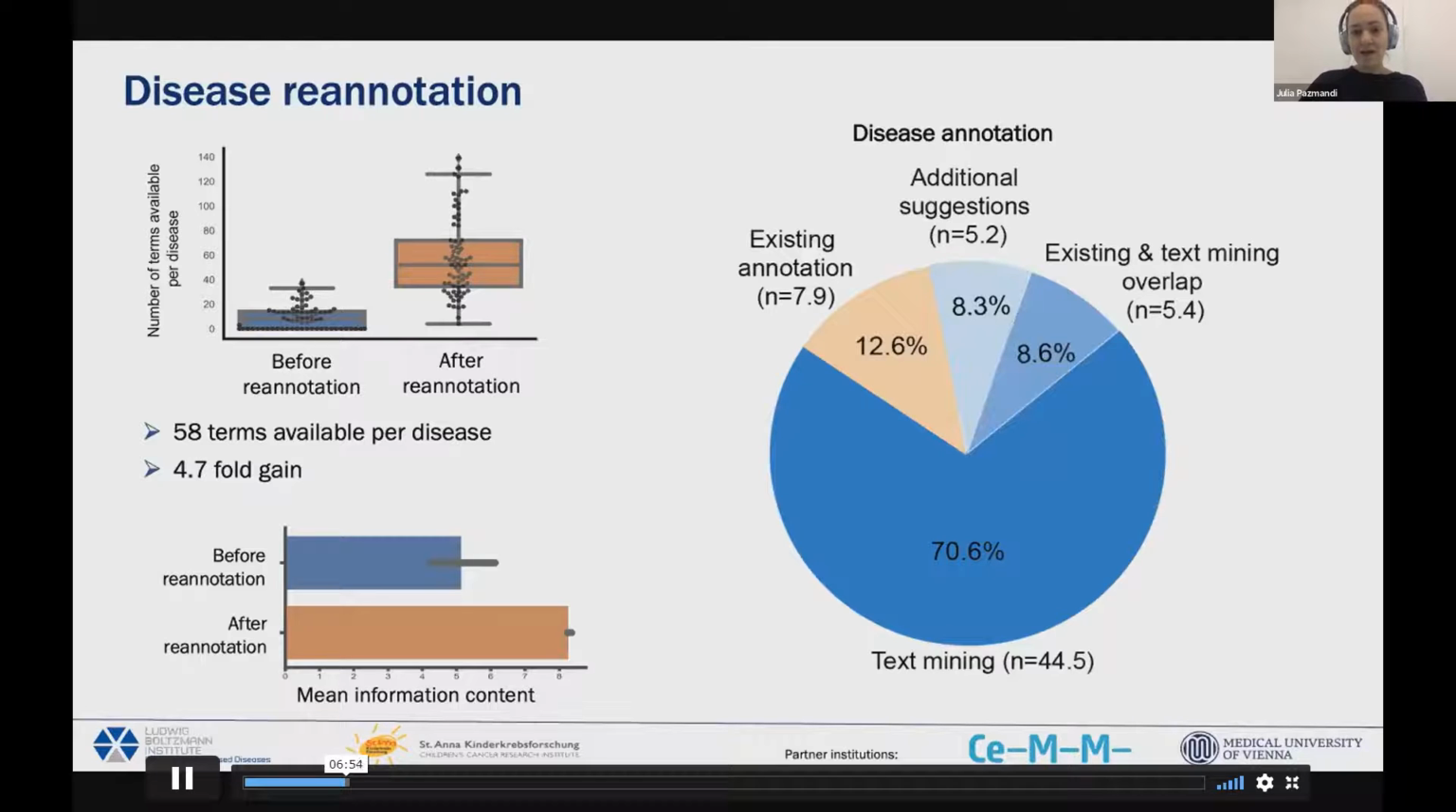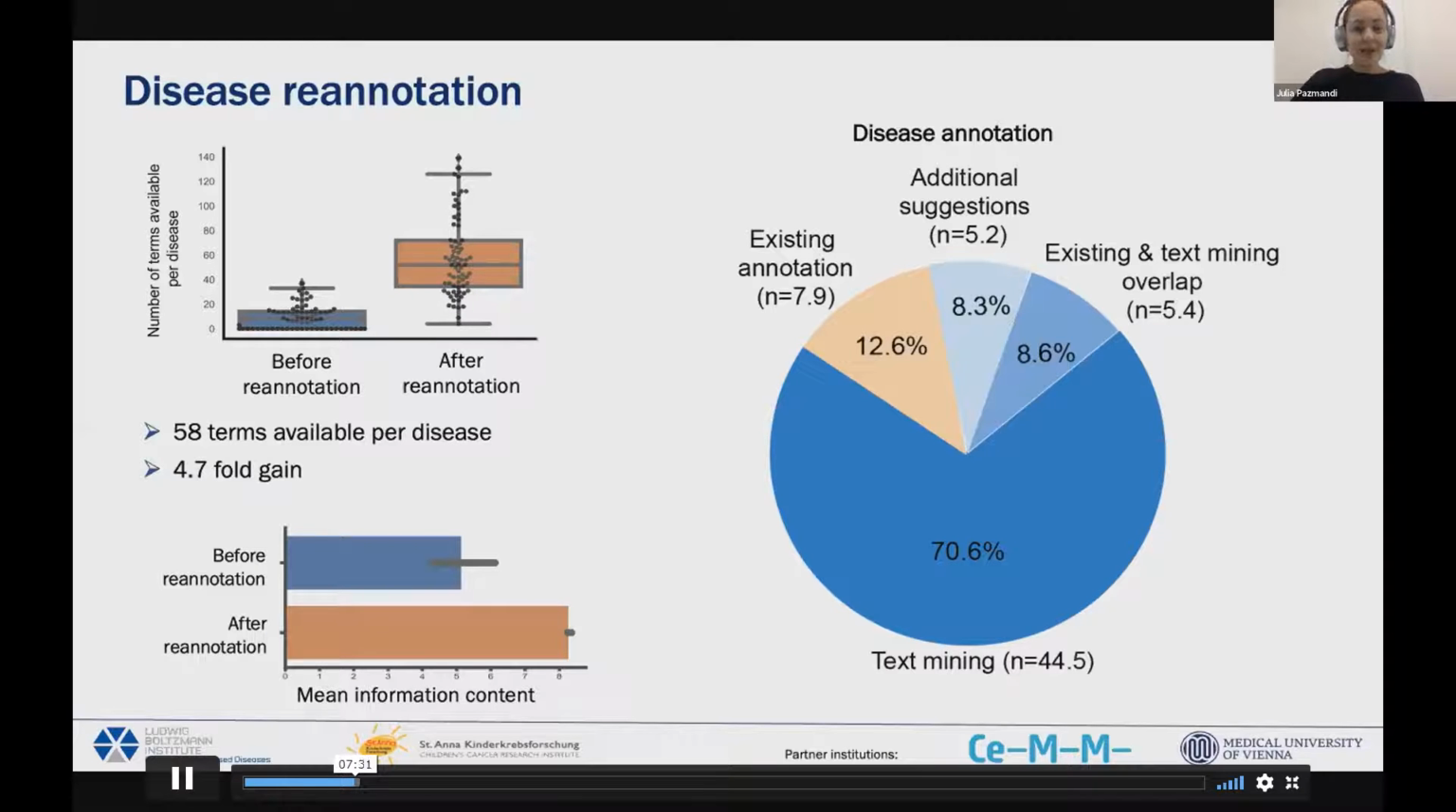So if we look at an HPO annotation of an average disease in the 72 reannotated diseases, what we see is that the majority of the terms come from the text mining, so over 70% of terms. There's also about 8.6% overlap between the already existing terms and the text mining terms. And we have also asked experts to suggest additional terms or additional phenotypic descriptions if they felt like neither the existing nor the text-mined terms really accurately describe the phenotypic spectrum of the diseases.